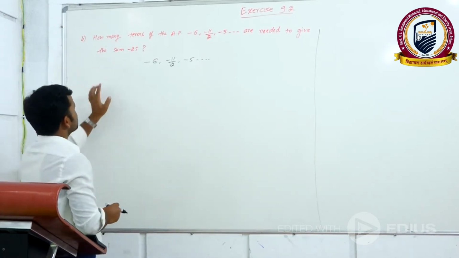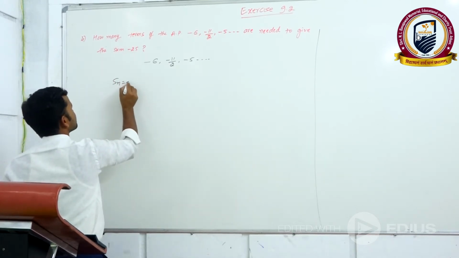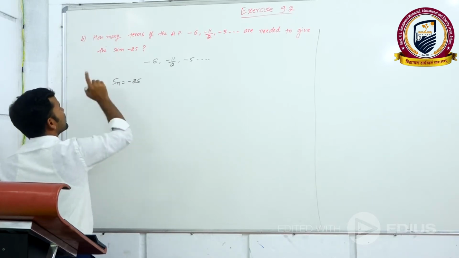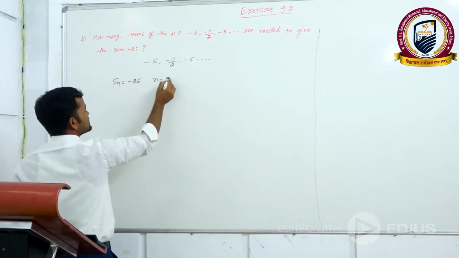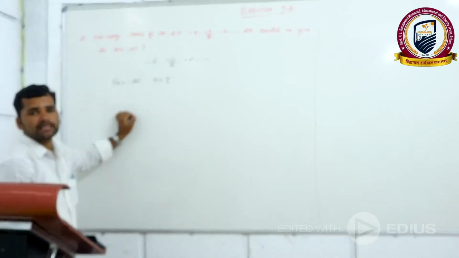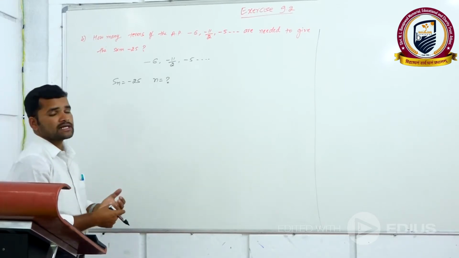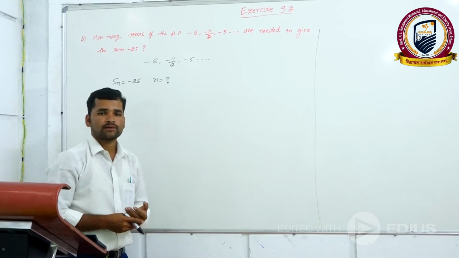So sum minus 25 is given to us, means Sn is equal to minus 25. How many terms? That means n is equal to question mark. We will use Sn formula here. Sn is equal to n by 2 into 2a plus n minus 1 into d. There a and d are also needed to calculate.